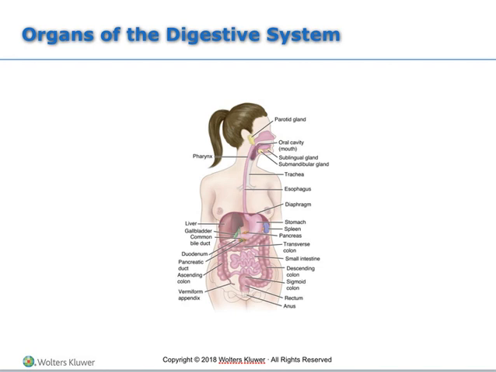From there, we move down to the stomach. Our stomach is kind of a food holding place, and it mixes it with acid and enzymes to break the food down into a usable form. And then it moves it to the small intestine.